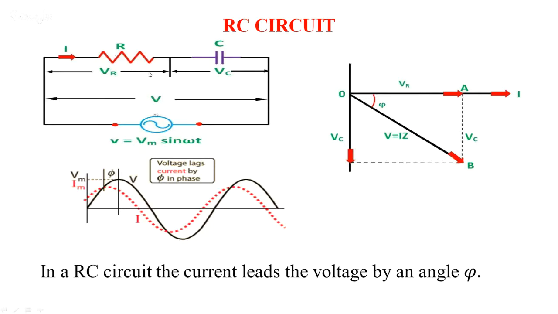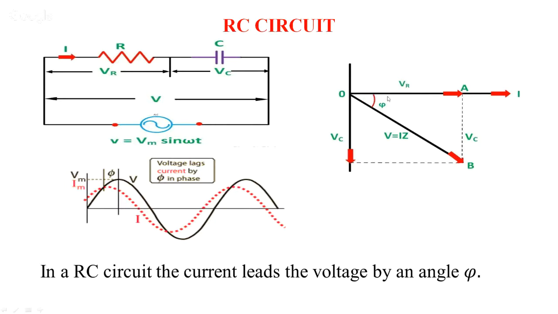Now, in case of an RC circuit, let VR be the voltage drop across the resistance and VC the voltage across the capacitor, which is connected across an AC supply. When we plot the wave diagram, we have learned that the current in a capacitor leads the voltage, or the voltage lags the current. So the current leads the voltage. What you see in red, you can see that the current is leading compared to the voltage. In vector representation, you can see this phasor representation.